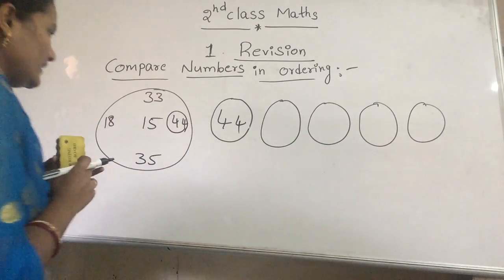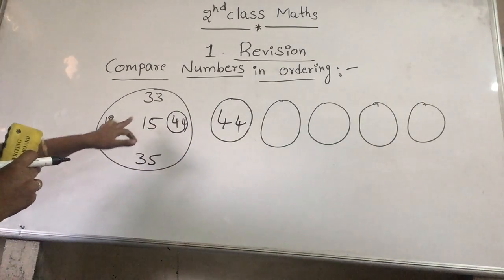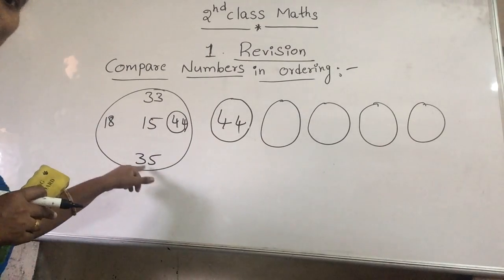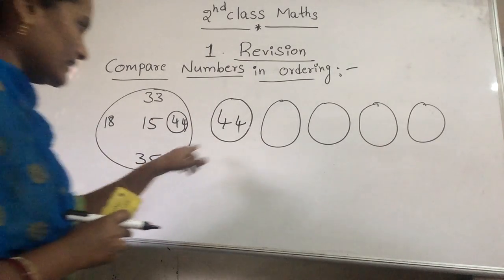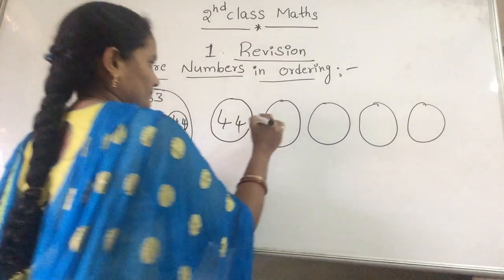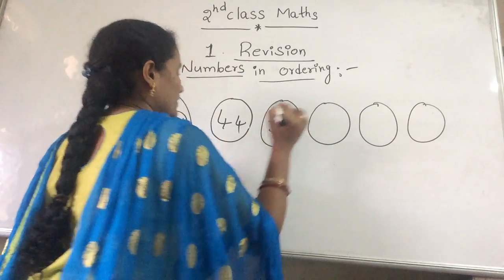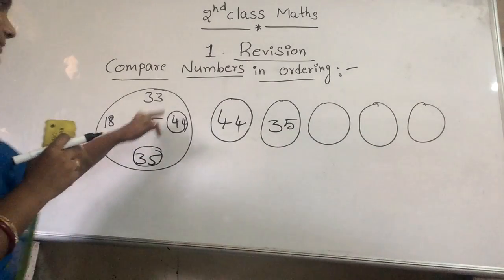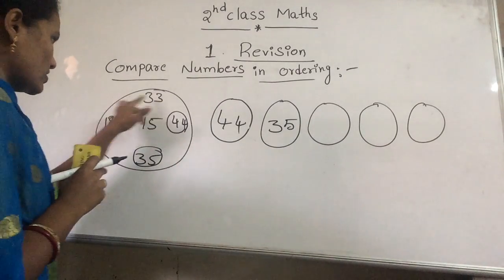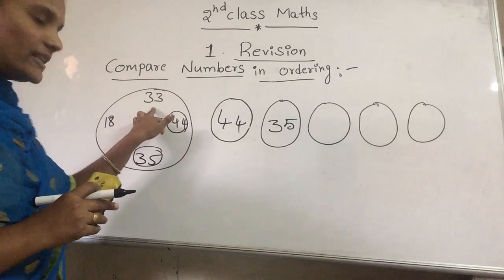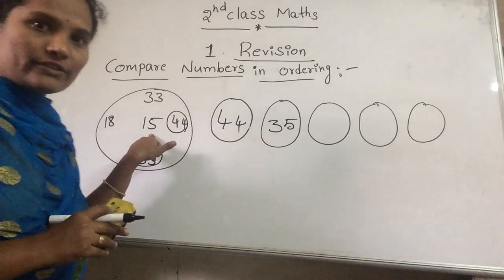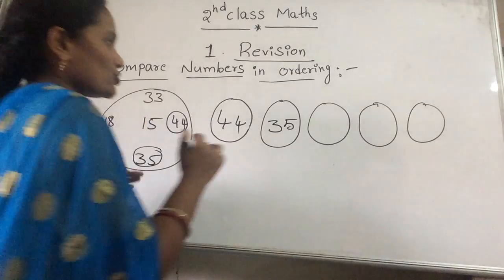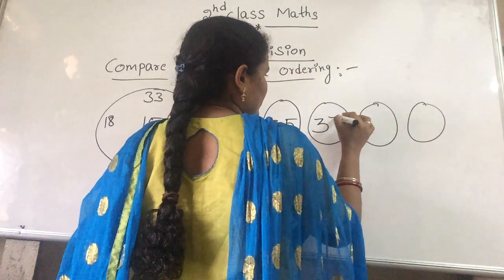This 44 is completed. Let's compare these 4 numbers, 33, 18, 35 and 15. Which one is the greatest number? 35. You should write in this circle 35. Okay children. Now next one. This one 35 is over. Now here 3 numbers are there. Which is the greatest number? 33, 18 and 15. 33 is the next greatest number. You should write here 33.